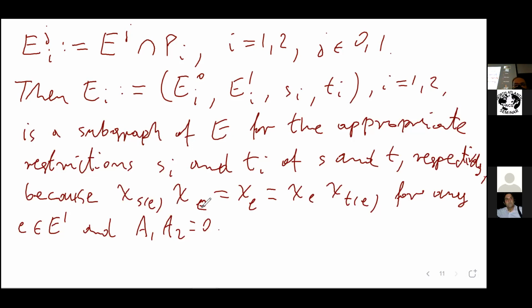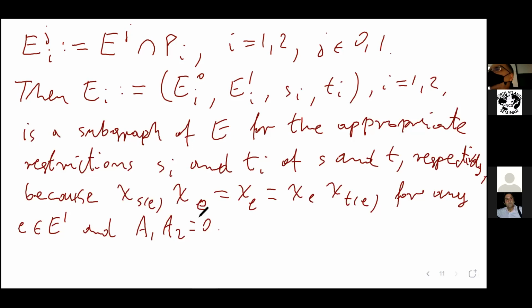But if it is in E2, then chi SE is in A2, and chi E is in A1, so it must multiply to 0, which is impossible because chi E is a basis element, okay? And the same for targets. So this innocuous obvious equality, or two equalities, force the restrictions to give us subgraphs. If I restrict the source map to E1I, then its image will be in E0I for I equal 1, 2, and the same with targets. So they are indeed subgraphs.